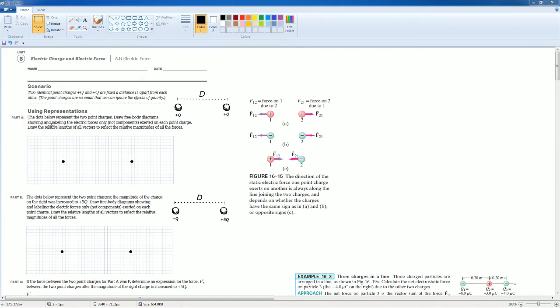Part A asks us to draw the relative lengths of all vectors to reflect the relative magnitude of all the forces in these two situations. These are two of the same charges. We're going to see how these two charges react. If you take a look here, you would see that if they are the same charges, they will repel. So the force on 1 due to 2 is the same thing as the force on 2 due to 1. Notice that here these charges are the same strength, so they're going to repel at the same length.